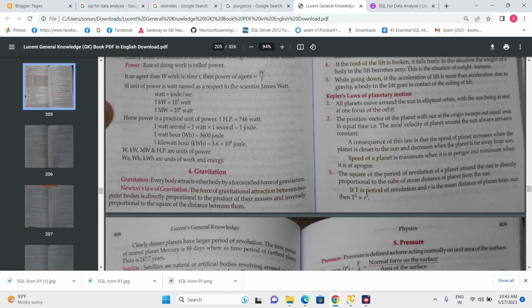Another important point, a consequence of this law, is that the speed of a planet increases when the planet is closer to the sun and decreases when the planet is far away from the sun.